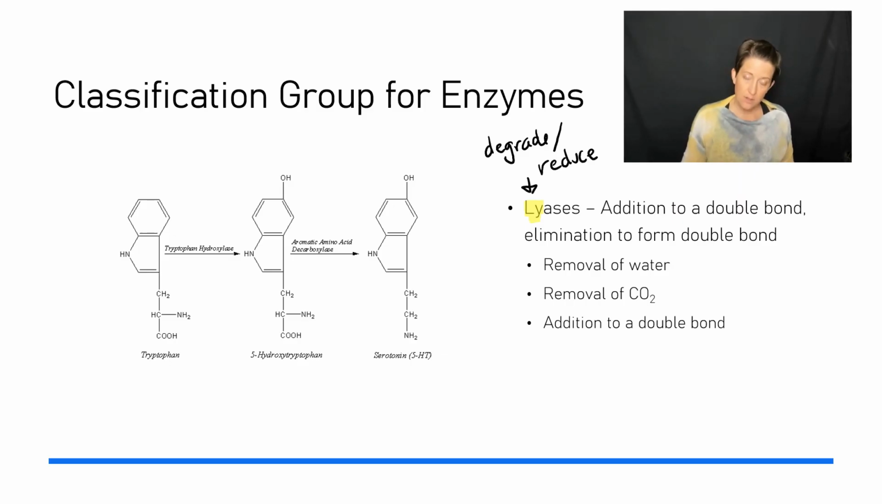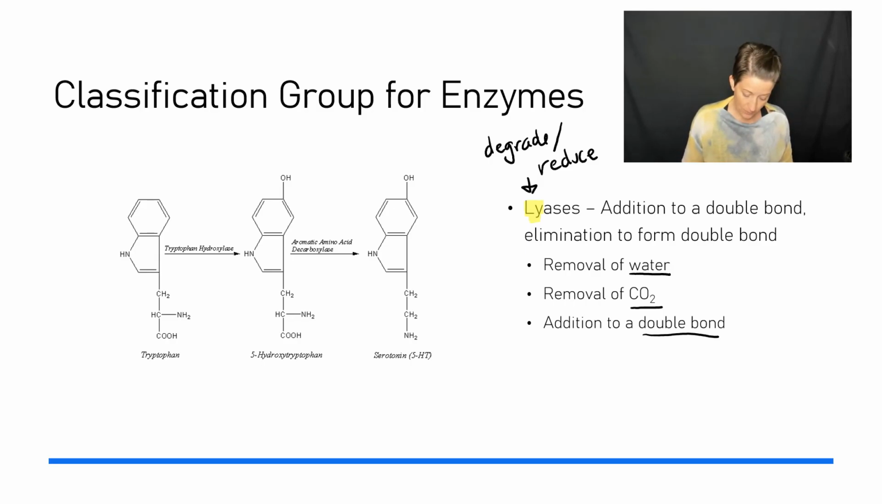So here, the general rule of thumb is in addition to a double bond. So we're taking a double bond and breaking it apart, like we had done with our addition reactions of our alkenes. Or the elimination to form a double bond, we're going to remove something to form a new double bond. The processes that these can occur with is removing water from a structure, removing CO2 from a structure, or adding something else to that double bond. All of these fall under the lyases.